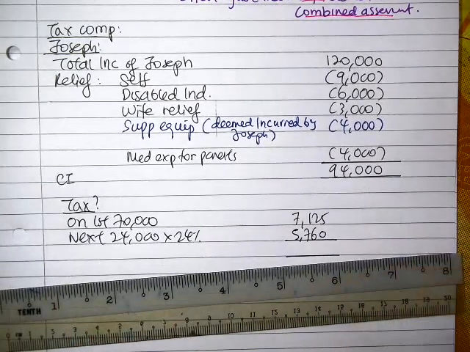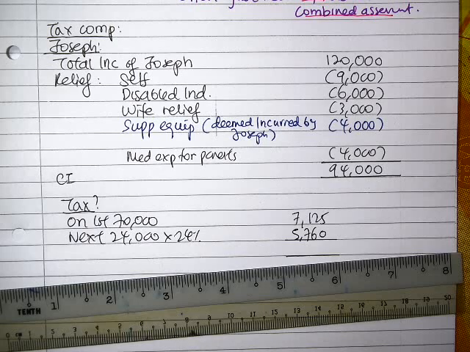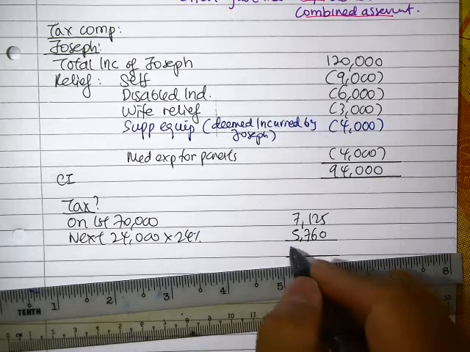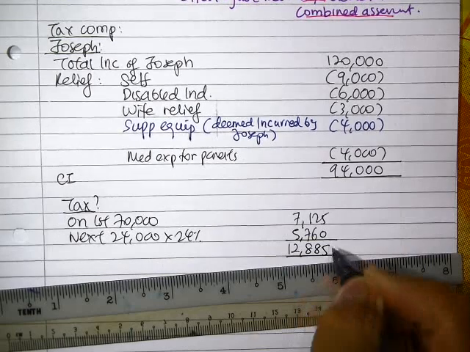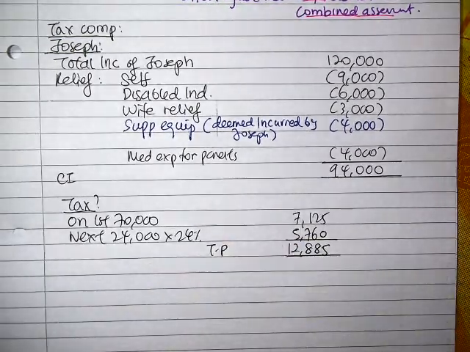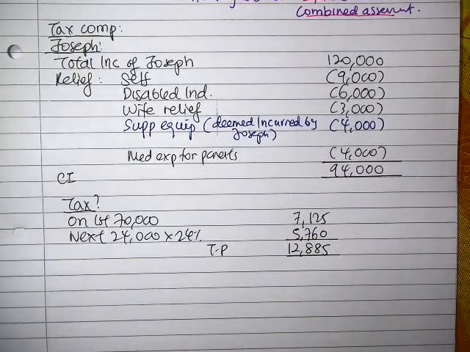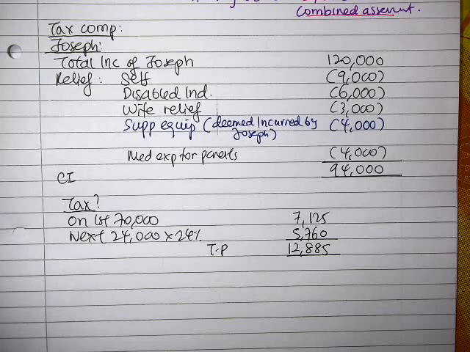Understand? Now again, it must be your own parents. Okay, it must be your own parent. And of course, there are a couple of conditions like parents must be resident in Malaysia, treatment received in Malaysia, and so on. Okay. Right, so 4,000 is the relief.